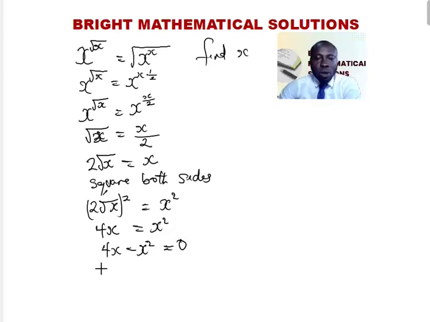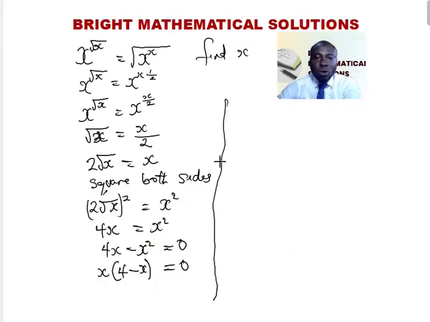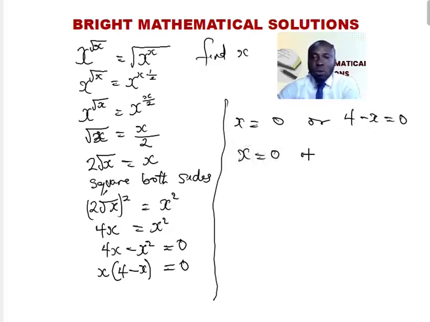So if you factor out x, it will now be x times (4 minus x) equals 0. So from here we can split, just like a quadratic equation: x equals 0 or 4 minus x equals 0. So from this expression, x equals 0 or x equals 4. Now let us substitute and see whether we are correct.